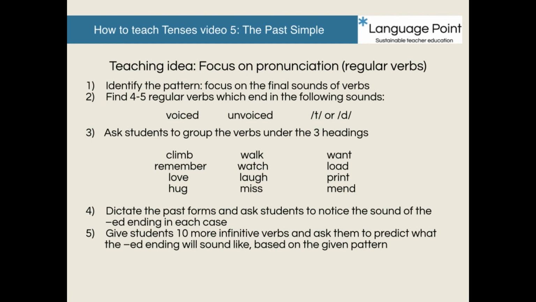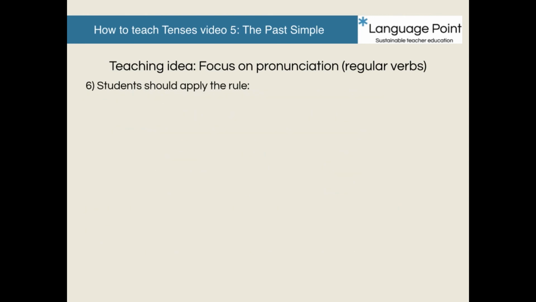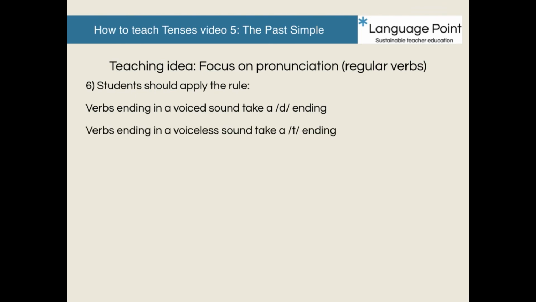So once they've identified that pattern, we can give students more infinitive verbs and ask them to predict the ed ending based on the rule that you've been through. So they highlight the final sound of the verb, and then they predict whether it's a d, a t, or an id ending. And they should be able to apply the rule that verbs ending in a voiced sound take a d sound. Voiceless sounds at the end of verbs are followed by t sounds. And if the verb already ends in t or d, we need to add an extra syllable. So they take an id ending.